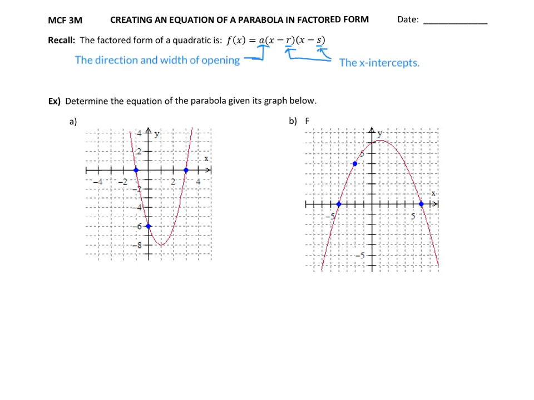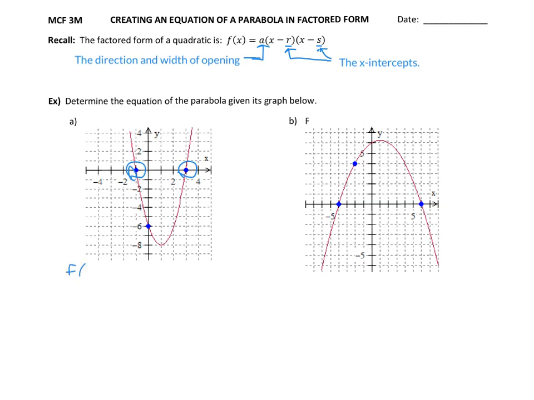All right, so if we know the x-intercepts, we can use this generic formula for the equation in factored form to sub in our x-intercepts for the R and the S. So if I look at this first graph here, I know one of my x-intercepts is here at negative 1, and the other one is here at positive 3.